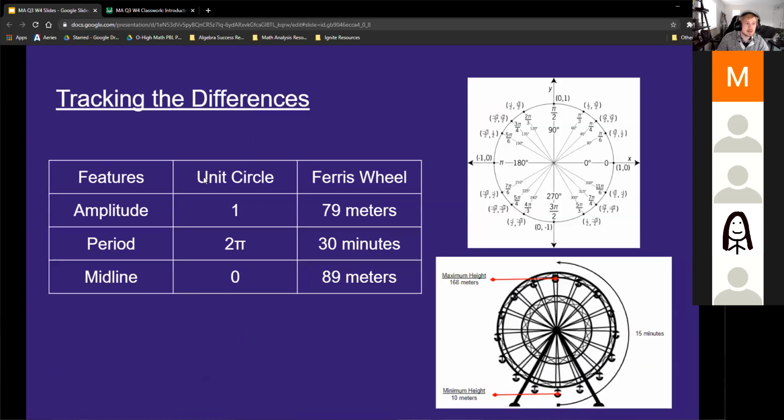Okay. So looking back at the tracking the differences thing that we had, I've added now midline to it. And notice the unit circle's midline is at 0, right? Y equals 0. Whereas the Ferris wheel had a midline at 89 meters.